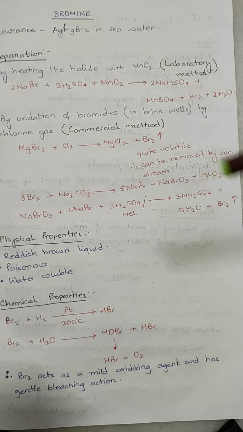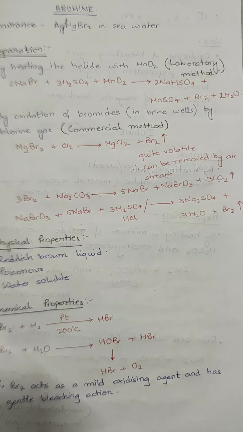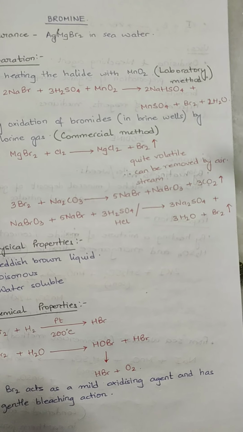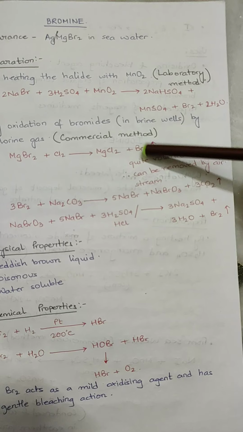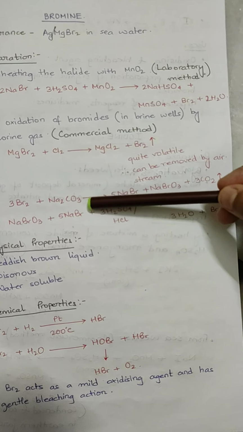Now Br2 being quite volatile in nature, it can be removed once it is formed. It can be removed by passing a stream of air and then collect it. Right? Now over here we see that this Br2, which is removed by a stream of air, may contain some impurities or may contain water.